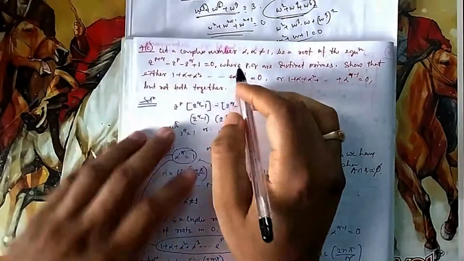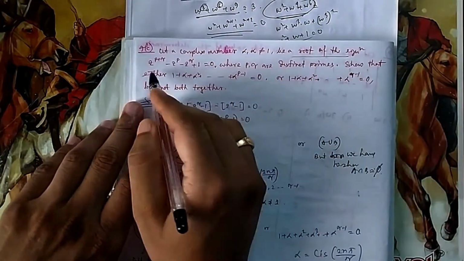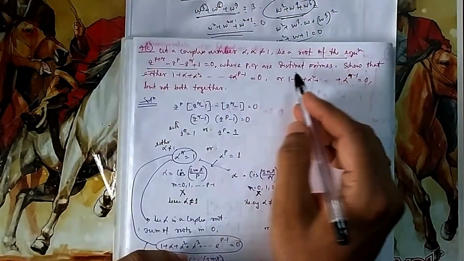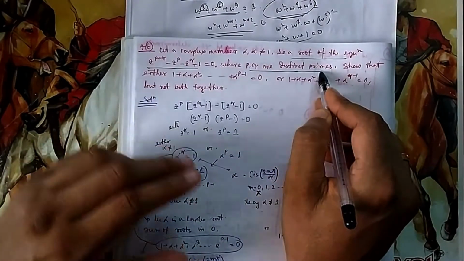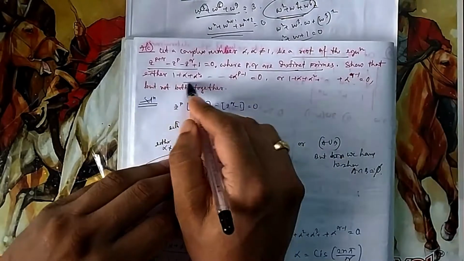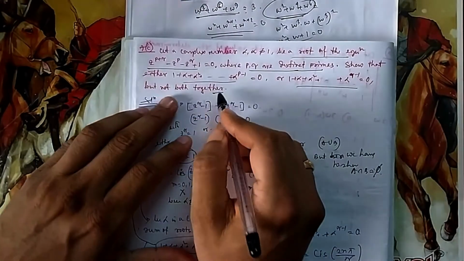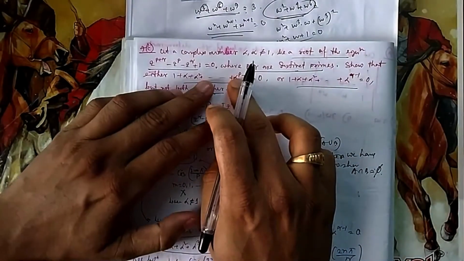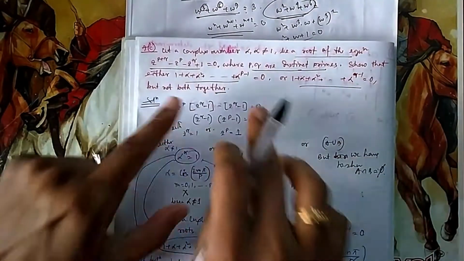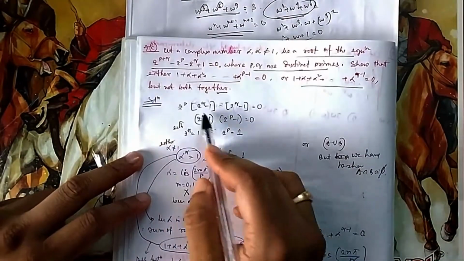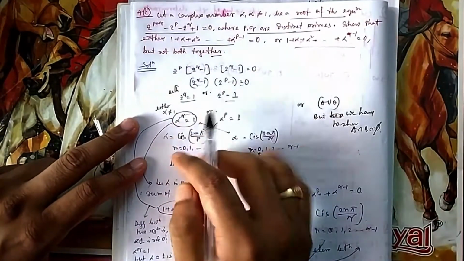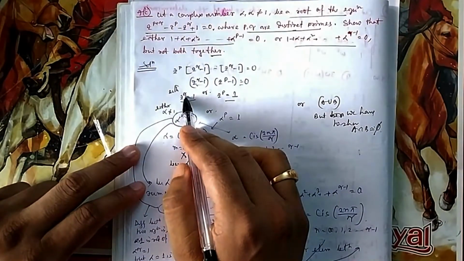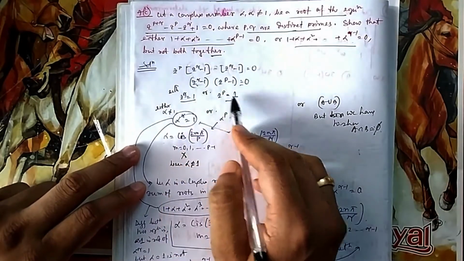Now if you come to 7c, the complex number alpha is a root of the equation this, where p and q are distinct primes. They are prime numbers, but they are distinct. So either this or this, but not together. It can have this, it can have this, but both cannot occur simultaneously. You see this one, you can easily factorize it. So either this or this, you already got this. Either this is the qth root of 1, or this is the pth root of 1.